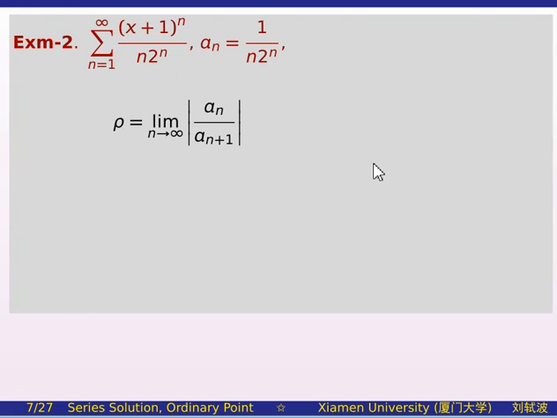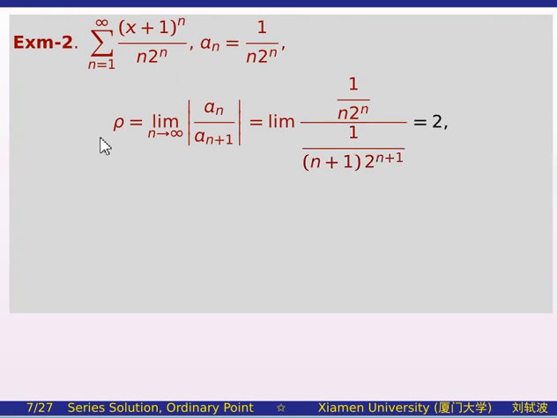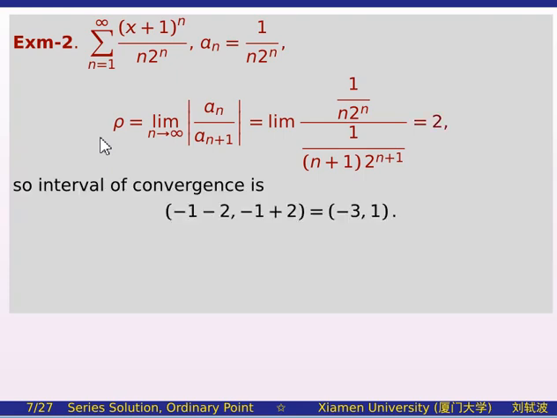So we consider the limit for computing the radius of convergence. This limit is easy to compute. an is 1 over n 2^n, and an plus 1 is similar. Then this limit is 2. Therefore, the radius of convergence is 2. So the interval of convergence is an interval centered at -1 with radius 2.